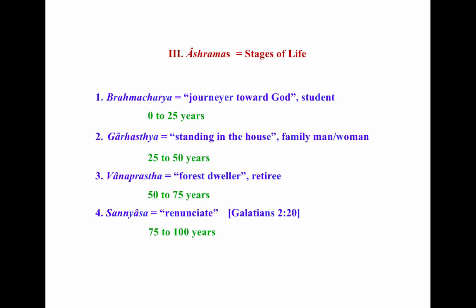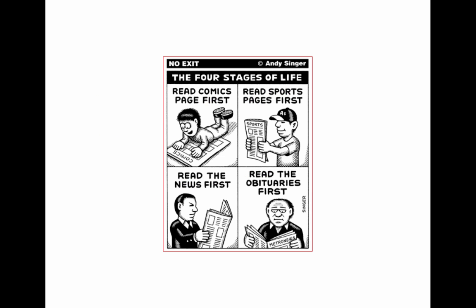Somebody has made kind of a joke out of this, which is kind of fun. Here are actually the 4 stages of life. Stage 1, you read the comics first. Little kid. Stage 2, the sports page. Stage 3, the news. And then finally, when you're in stage 4, all you read is the obituaries. This is not Hinduism. This is meant to be funny.